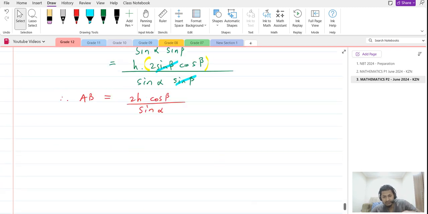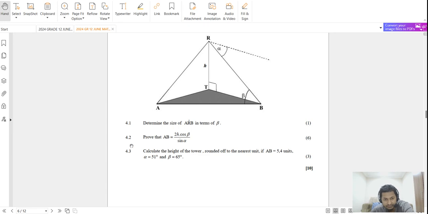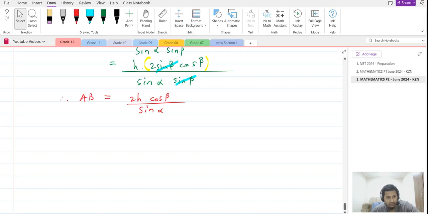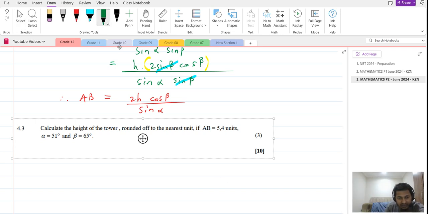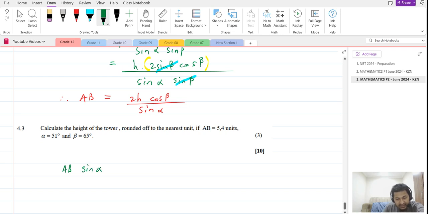Perfect. Last one. This question in trigonometry, question 4.3. Calculate the height of the tower rounded off to the nearest unit if AB is 5,4, alpha is 51, beta is 65. So we want to find h. To find h, we're going to cross multiply again. AB sine alpha equals 2h cos beta.